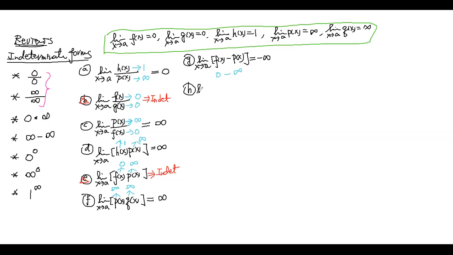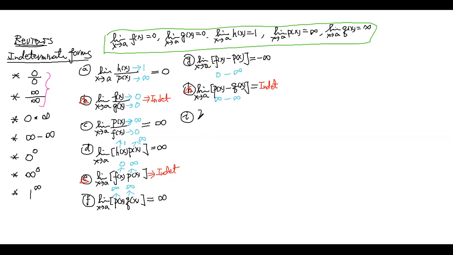Next is the limit as x approaches a of p(x) minus q(x). Let's see what happens. When x approaches a, p(x) is infinity and q(x) is infinity. So this becomes infinity minus infinity. Because I don't know what it approaches, this is indeterminate. So I put a triangle, and we might need to use L'Hopital's rule to help us resolve it.